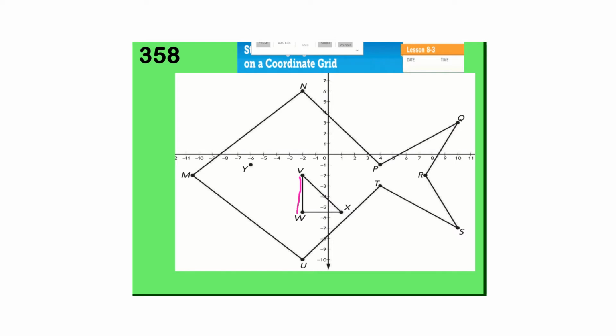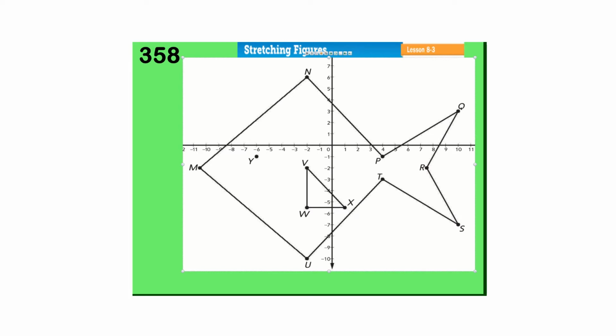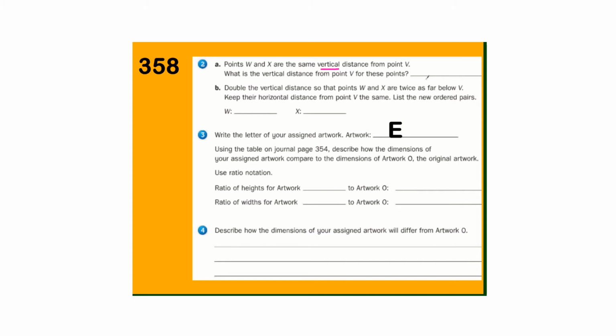And then we're going to use, for number 2, they're saying points W and X are the same vertical distance from point V, and make sure that you see that that is the vertical distance. They're not the same distance, they're the same vertical distance from V. What is that vertical distance from point V? So the vertical distance is 3.5. This vertical distance is also 3.5 here. So the vertical distance is 3.5.